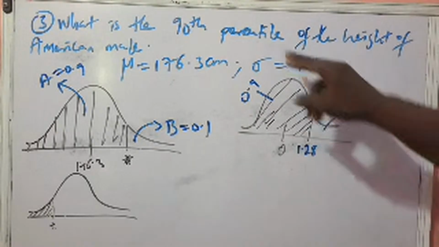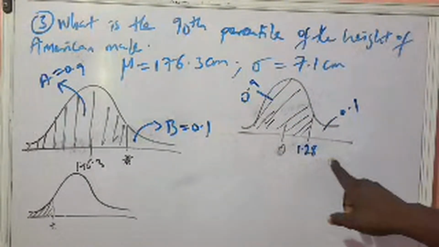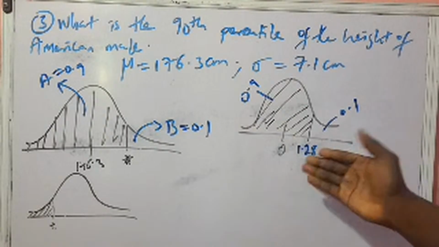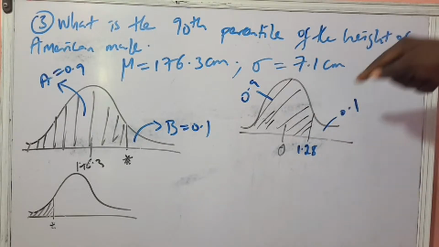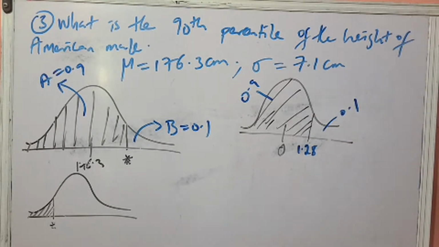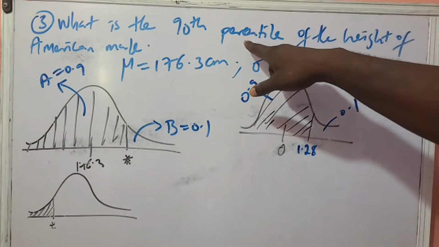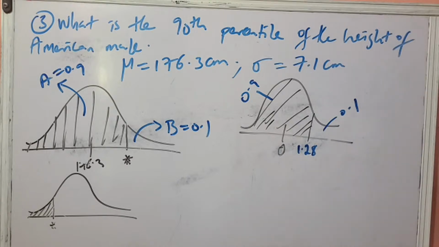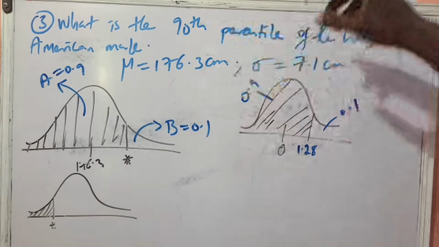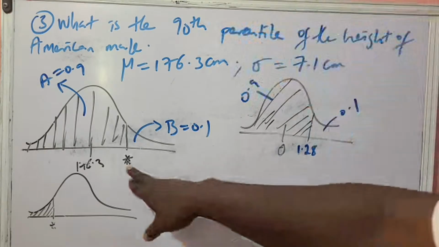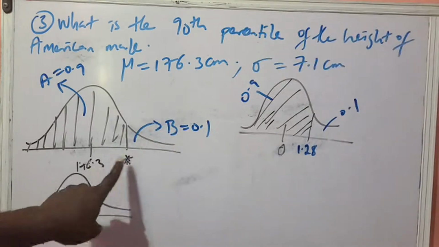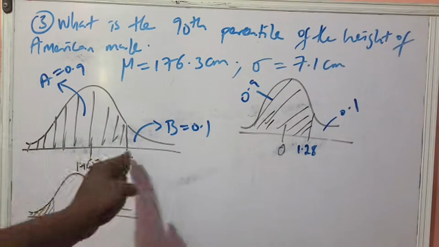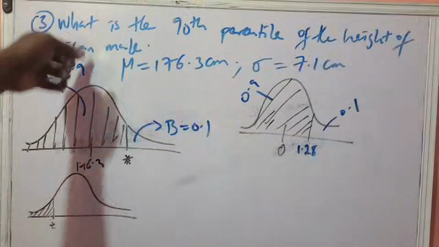You now said the 90th percentile of the height of American males is 1.28. It doesn't make sense. Obviously, it doesn't make sense. How can you say 1.28 is the 90th percentile? No, 1.28 is the z-score associated with the 90th percentile. So you have to go on to find the x-score, that means the actual value. This is the z value. So don't ever forget that: for the 90th percentile, you want an actual value. First of all, let me tell you, from what you can see right here, if this place is 176.3, this place will be greater than 176.3, because obviously this is the 50th percentile, this is the mean.